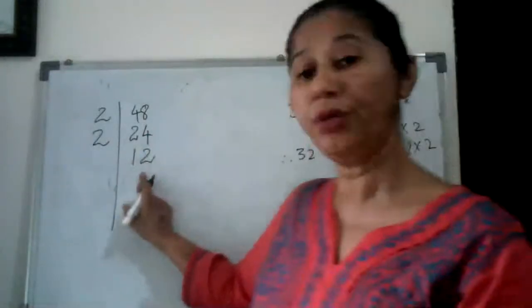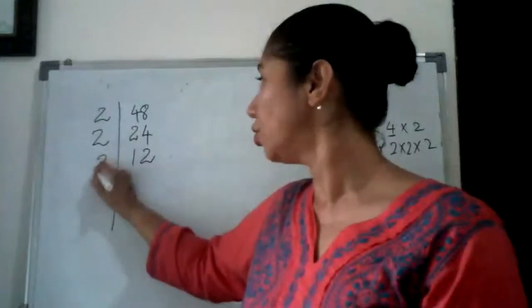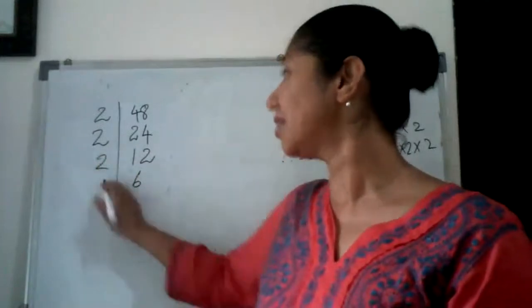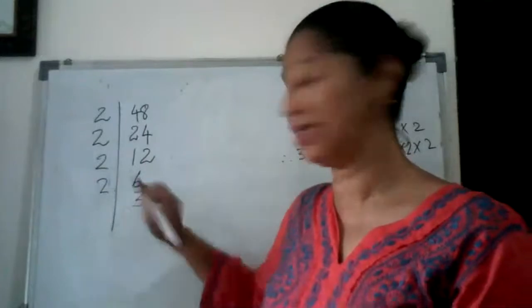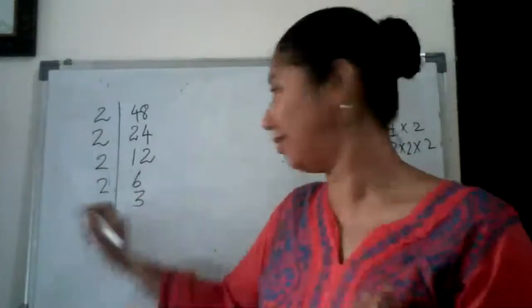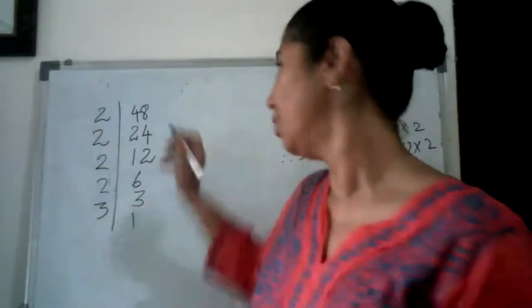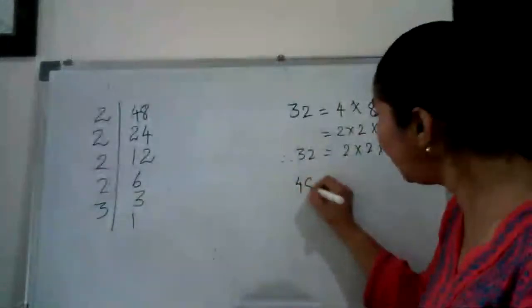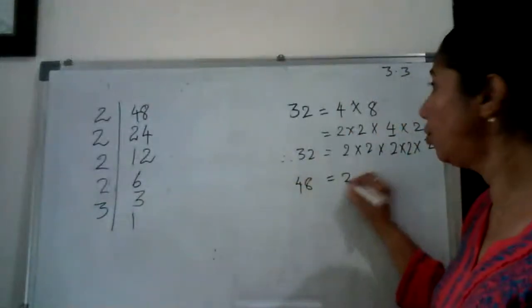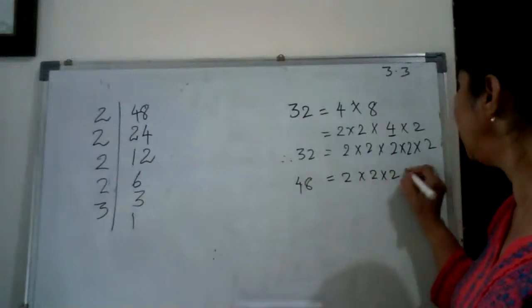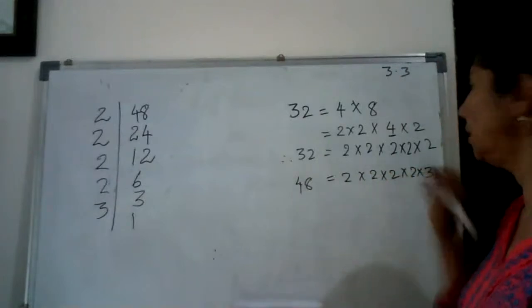Okay, so again you know 12, it's an even number. So 2 6s are 12. 6 again is an even number, we know 2 3s are 6. And now for 3, we know that 3 1s are 3. So what we got is the factorization for 48. So we know that it is 2 multiplied by 2, 2 multiplied by 2 multiplied by 3.